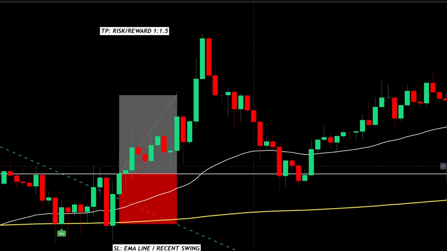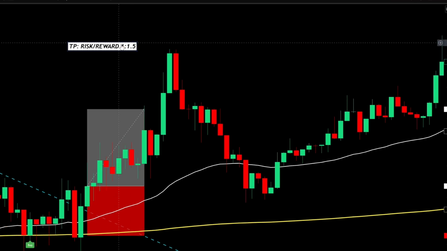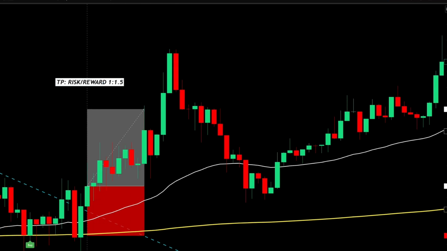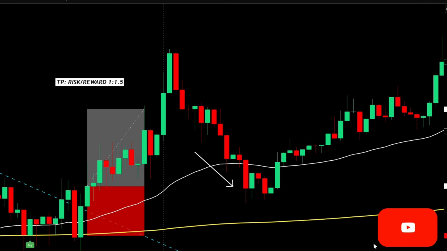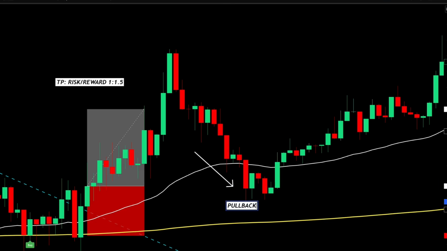Let's move forward on the chart and see another example so you can really lock this concept in your mind. Here, the price is nicely above both the white and yellow line. The trend is healthy. Suddenly, we get a deep pullback. The price actually dips below the line. This is the moment where amateur traders get scared and sell their position. But we know better. We stay and we wait.